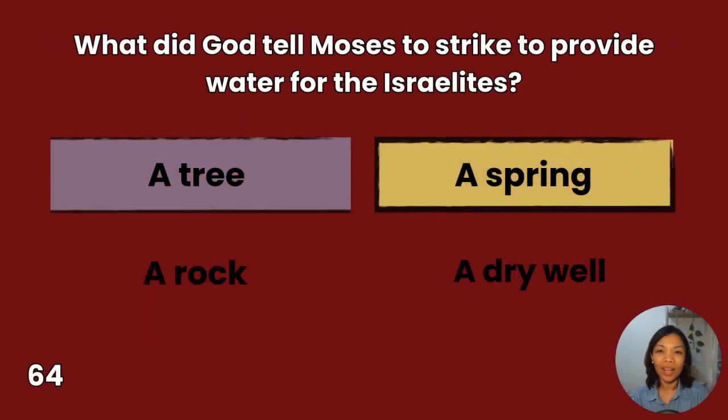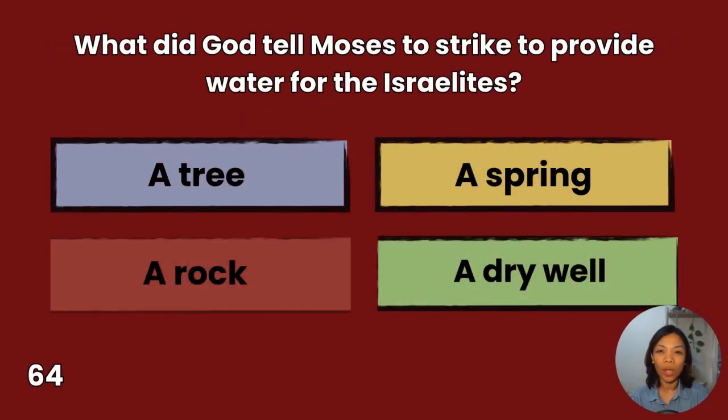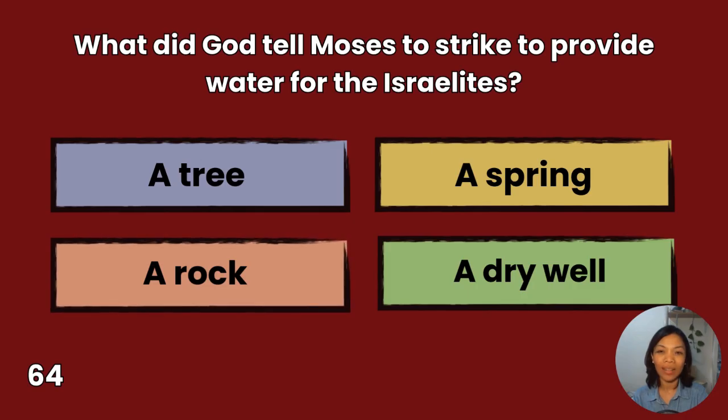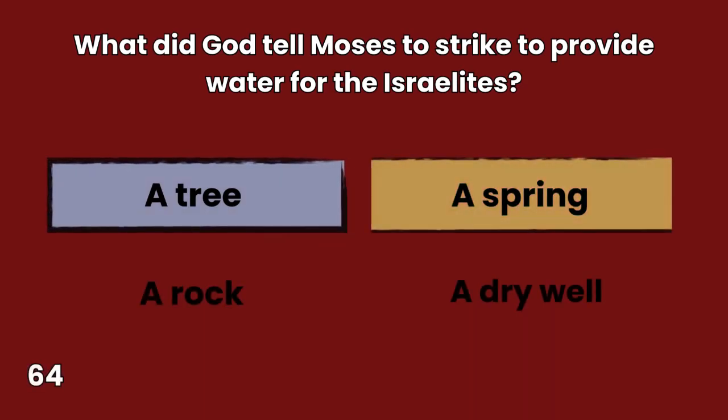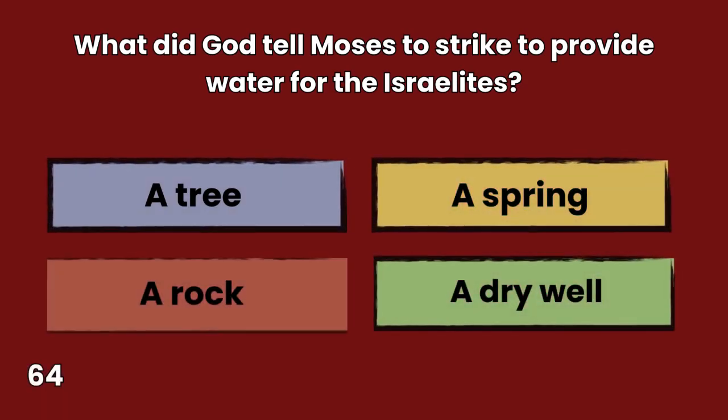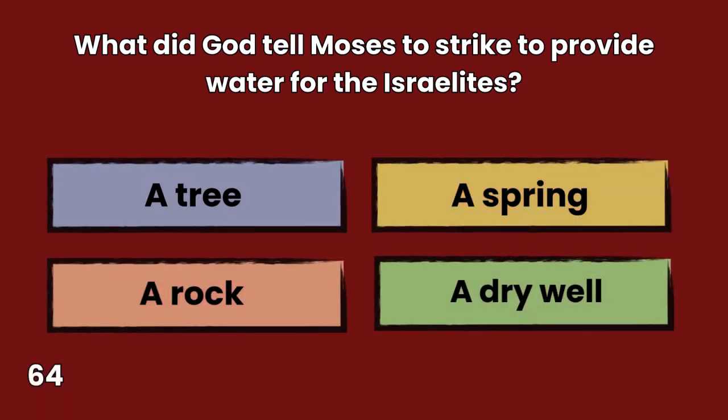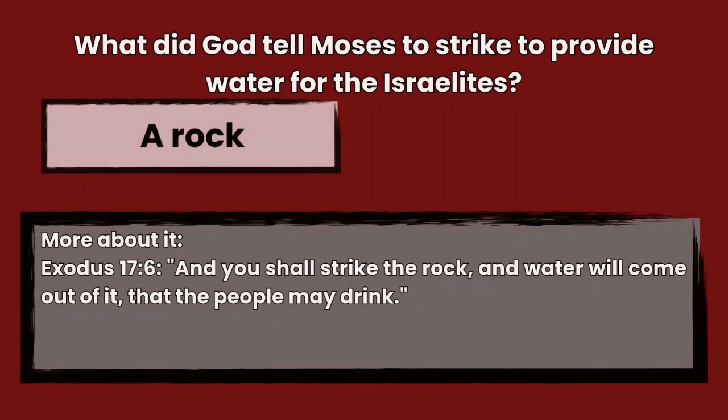64. What did God tell Moses to strike to provide water for the Israelites? A tree, a rock, a spring, a dry well. You have 10 seconds to answer. The answer is a rock. Exodus 17:6. And you shall strike the rock, and water will come out of it that the people may drink.